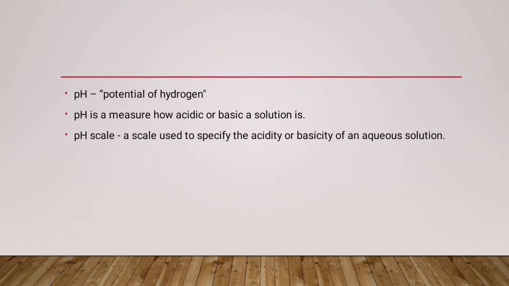pH. pH stands for potential of hydrogen. pH is a measure of how acidic or basic a solution is. The pH scale is a scale used to specify the acidity or basicity of an aqueous solution.